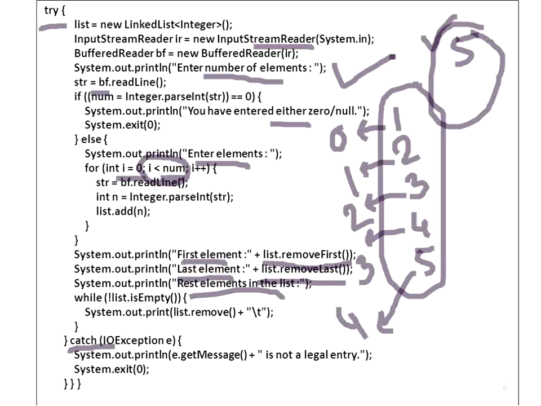First element. What about this? What about this? It comes first. System.out.println, enter number of elements. What about this? Okay, it will be first. So initially, what will be the output? First of all, what you will see on your output screen?